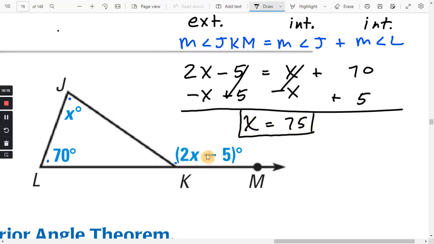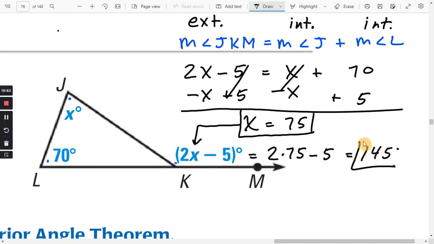And if we want the actual angle, you plug it in. All right, so you take the x and you plug it in right there. And that's going to equal 2 times x, which is 75, minus 5. 2 times 75 is 150 minus 5. That's going to be 145.